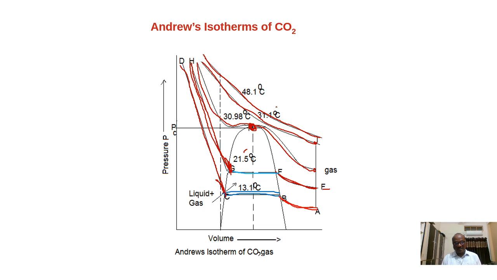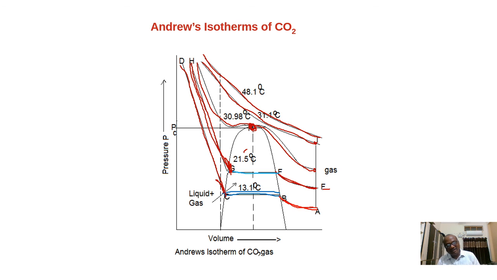It is very clear now. What is the point here? We have to concentrate. Above 30.98 degrees centigrade, it is not possible to liquefy carbon dioxide even by using high pressure. But below 30.98 degrees centigrade or at 30.98 degrees centigrade, it is possible to liquefy CO2 by using pressure. It means 30.98 degrees centigrade is a temperature above which CO2 cannot be liquefied, below which CO2 can be liquefied, or at or below 30.98 degrees centigrade, CO2 can be liquefied.